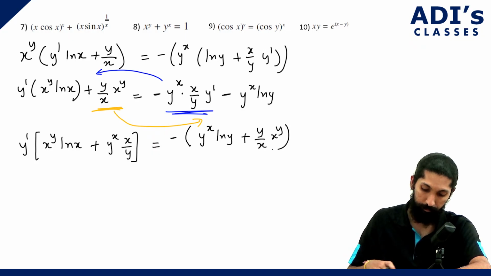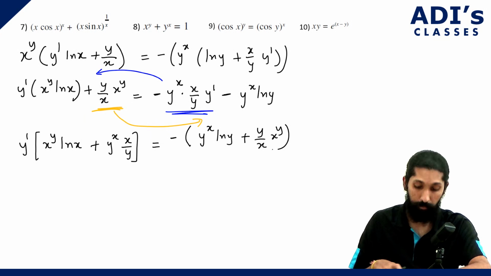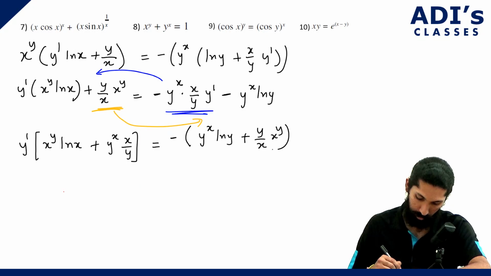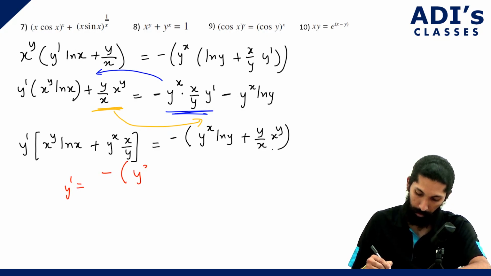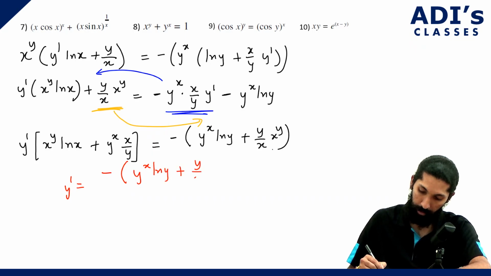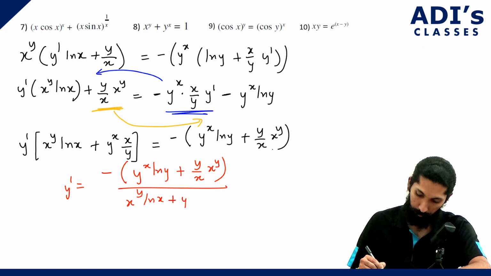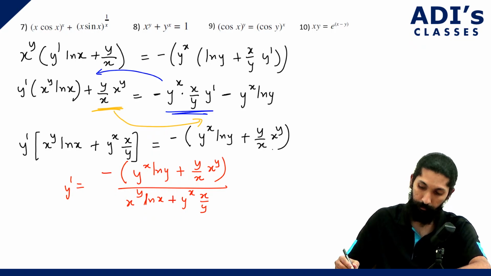So y dash, the final result, y dash is equal to minus of y power x log y plus y by x into x power y divided by x power y log x plus y power x into x by y. So this is going to be the final answer. So this is the answer for the eighth one.